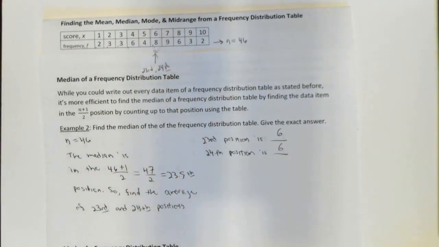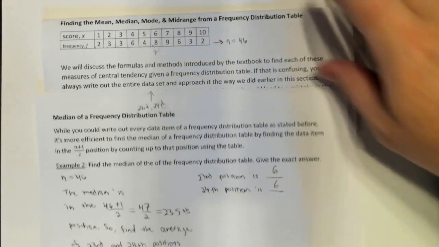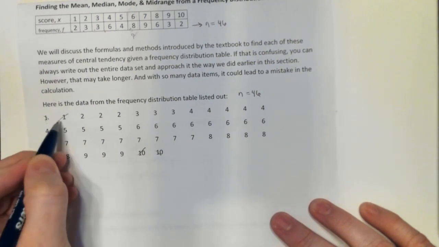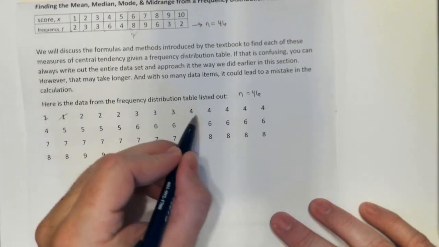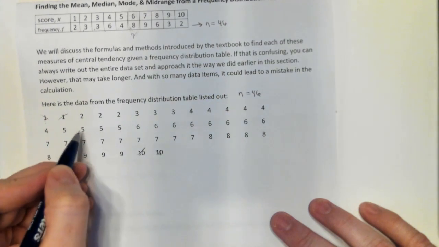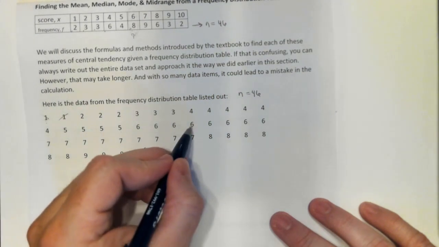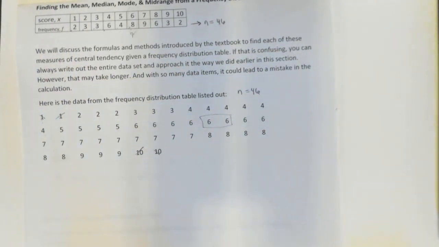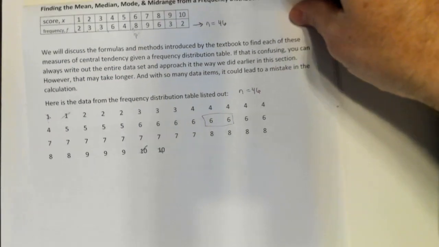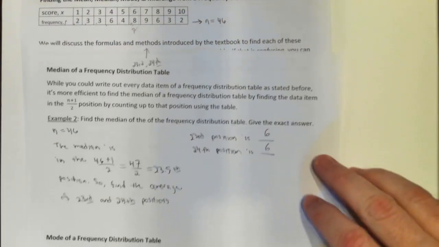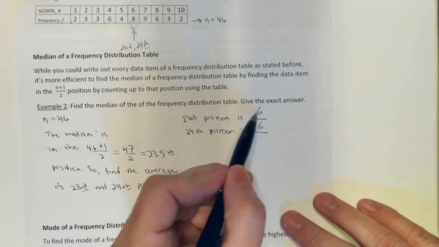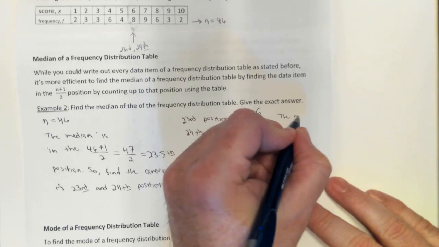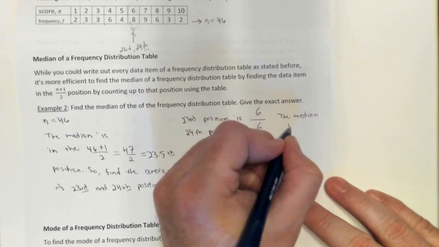Now, if you don't believe it, then let's back up real quick and just count this. We know this is correct. 1, 2, 3, 4, 5, 6, 7, 8, 9, 10, 11, 12, 13, 14, 15, 16, 17, 18, 19, 20, 21, 22, 23, 24. So, the 23rd and 24th position are both 6, whether we use the table or count it up. Obviously, since that's the same number, the median is 6.